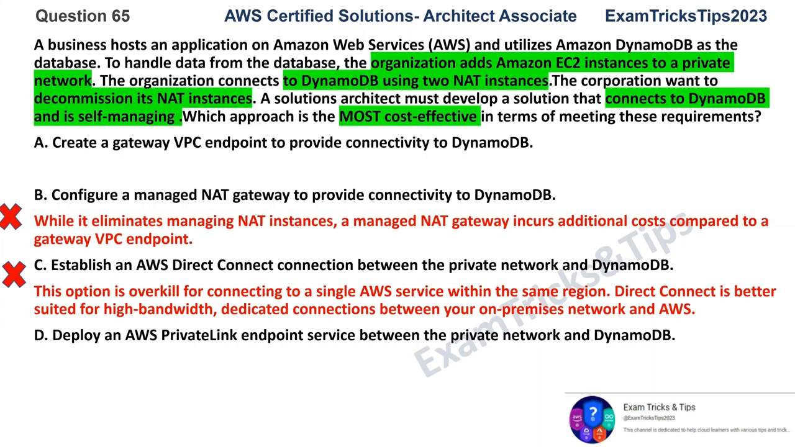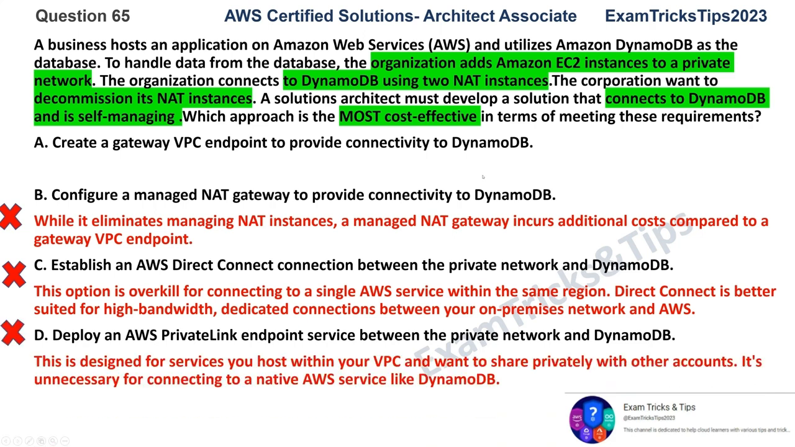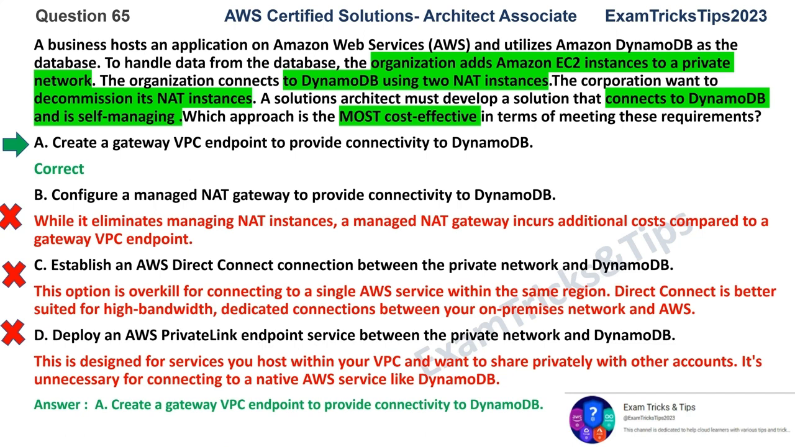As mentioned earlier, this is used for when you host different services within your VPC and want to share privately with other accounts. So most likely you can bring this solution when you have maybe multiple accounts sharing the resources. So it's the wrong option for this scenario. And what is left is our option A, VPC endpoint. That's what you will use in this situation to replace the two NAT instances that we talked about in the problem. So that's our correct answer, option A.